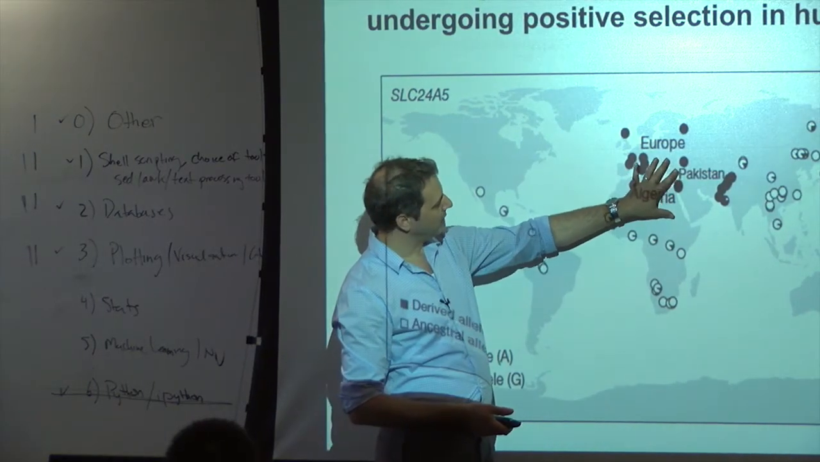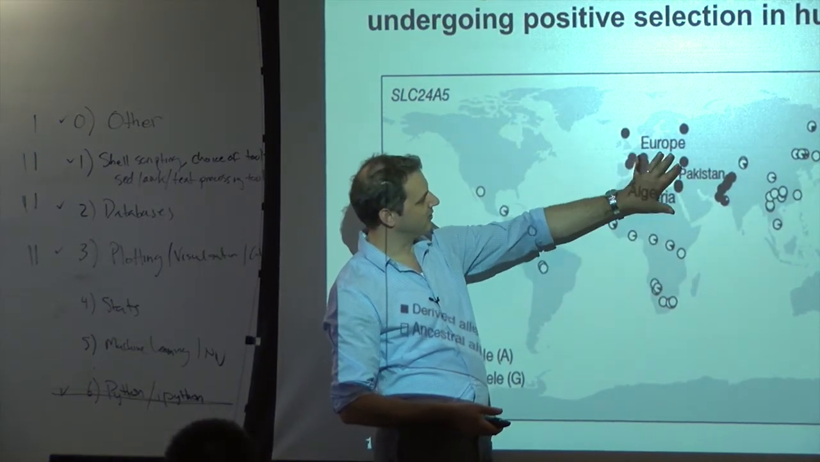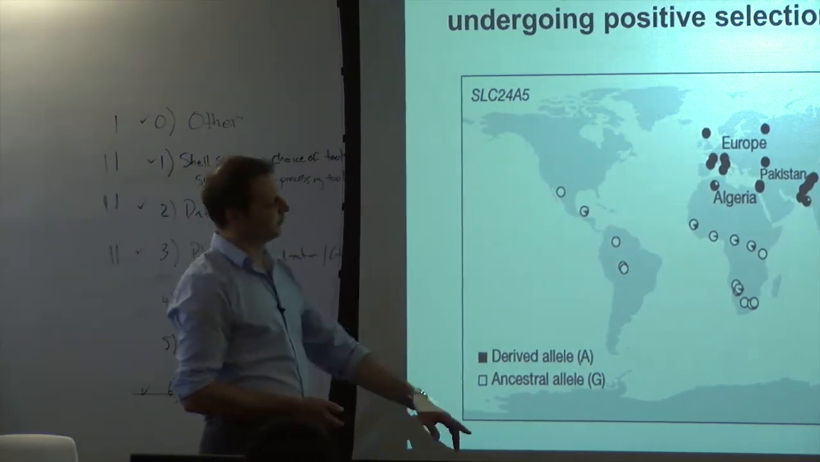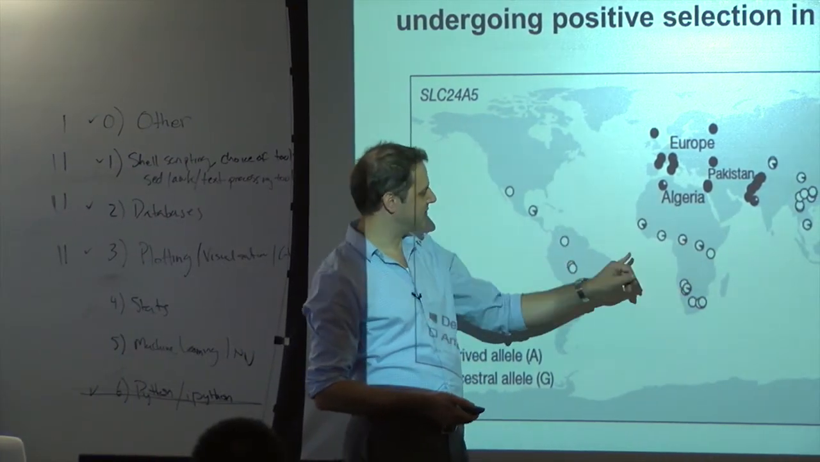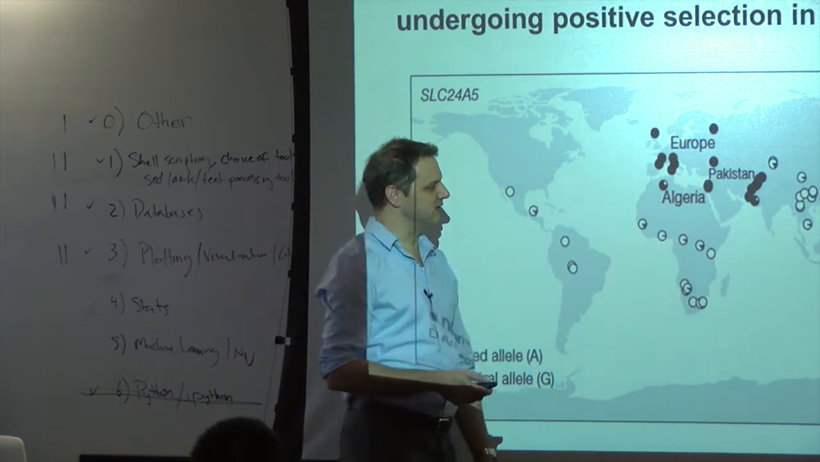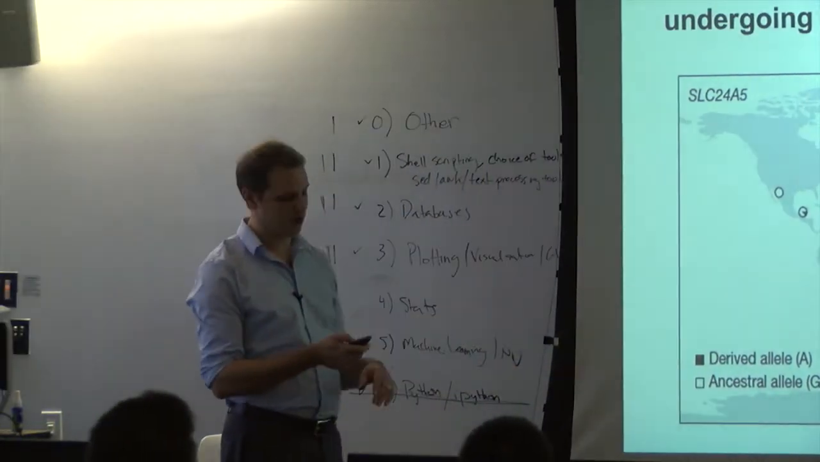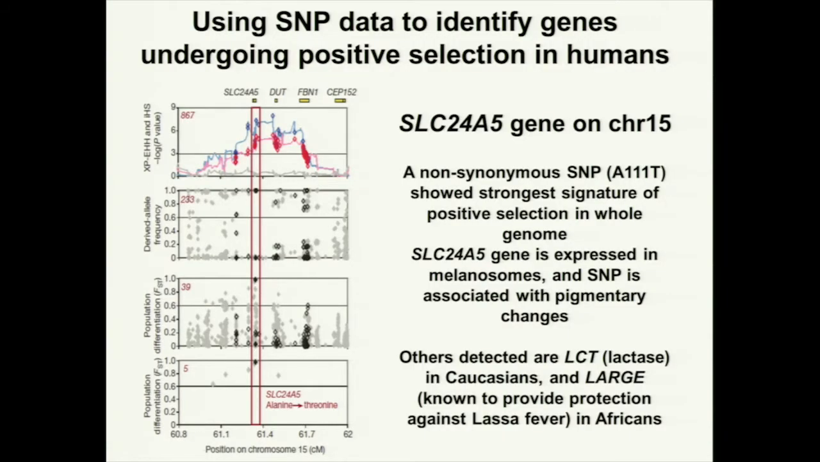And what you'll see is that basically in populations as you come out of Africa and go generally to more northern latitudes in Europe, this SNP that's very rare in African populations, or in other populations away from the equator, becomes quite common. And it turns out this gene here, SLC24A5, the particular variant in question, creates an amino acid change in this gene that showed one of the strongest signatures of positive selection in the human genome. And it's really interesting because this particular gene is one that's expressed in melanosomes, the pigmentary cells in your skin. And this variant is associated with change in skin pigmentation.